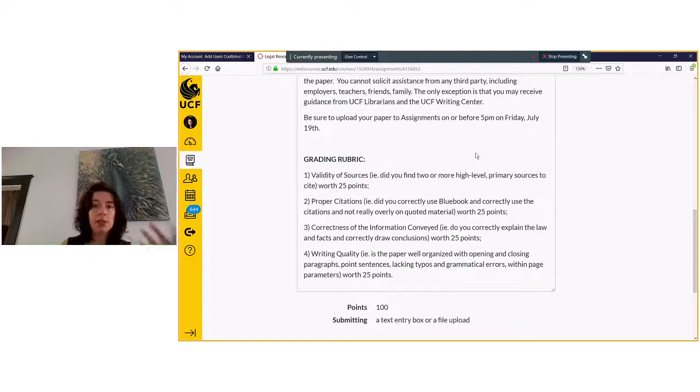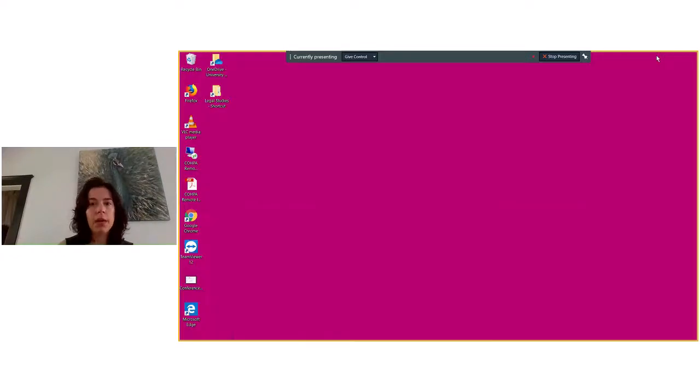Please make sure it's organized, that you have your opening paragraph, your closing paragraph, point sentences to every paragraph. Get to the 5 pages without fiddling your margins, and I think that's about it. Those are kind of the highlights of what I am looking for in your legal research and writing paper.